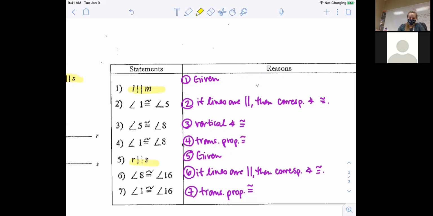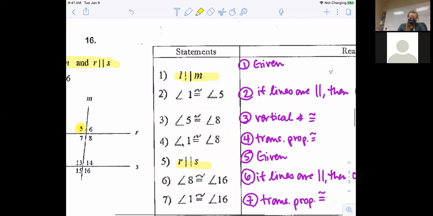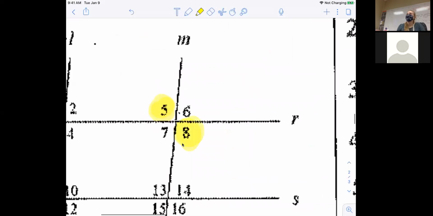Next, I look at 5 and 8, and 5 and 8 are vertical angles. And I don't need "if lines are parallel" because I don't have any parallel lines here. They're just made by lines M and R, and so I don't need any parallel lines. They're just good as they are. So you just write vertical angles are congruent.